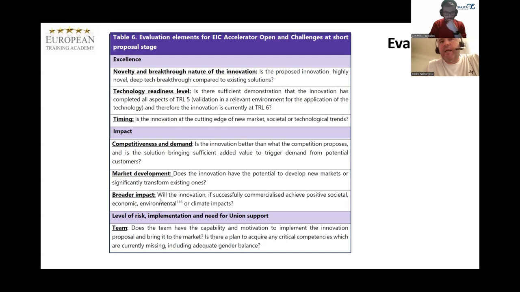Broader impact. If it's successfully commercialized, of course it will be, because we are going to provide proofs. Well, it's going to have positive societal, economic, environmental, and climate impacts. Now, in order for you to provide proof for that, you need to open ongoing Horizon projects. Ideally, you can now use AI for researching databases and extract linkages that connect what you're doing with these types of impacts.